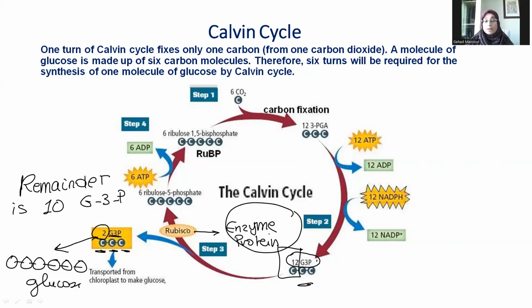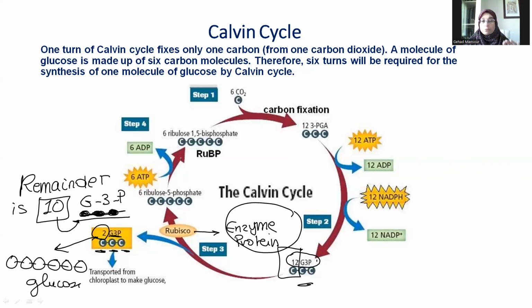What did Rubisco catalyze? Rubisco catalyzed the separation of those 2 molecules of glyceraldehyde 3-phosphate that will form together 1 molecule of glucose, and the release of those 10 glyceraldehyde 3-phosphate. Of course, as you know, glyceraldehyde 3-phosphate consists of 3 carbon atoms. So if you have 10 molecules of glyceraldehyde 3-phosphate, you would have 10 by 3, meaning 30 carbon atoms.